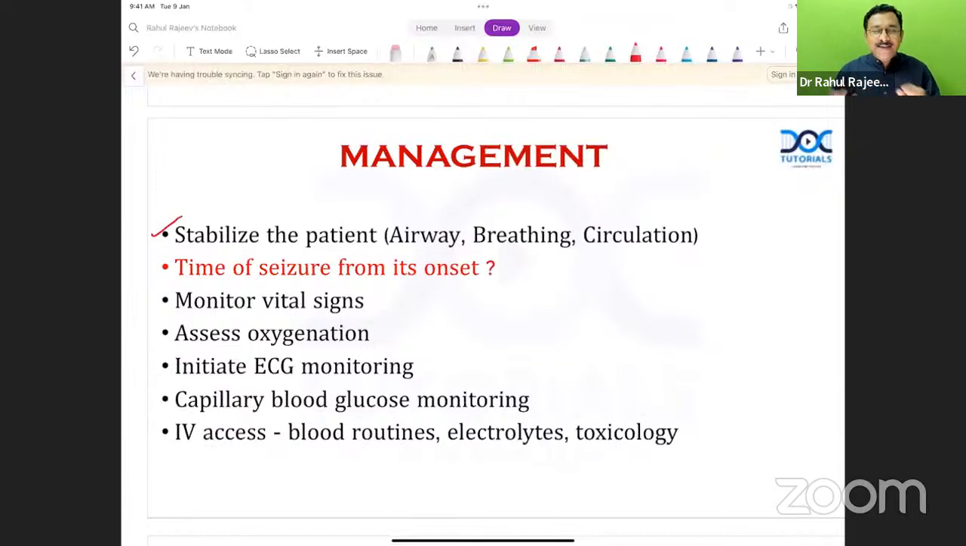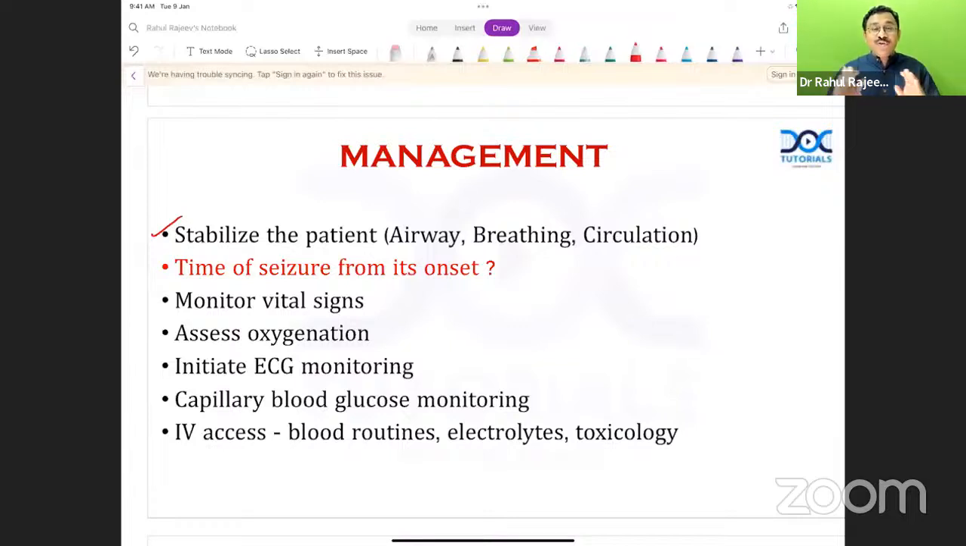Check the ABC, the airway, breathing, circulation. Is the airway patent? Is the patient breathing properly? Or is he having a gasping type of respiration? How is the circulation? And you keep the patient in the left lateral position.